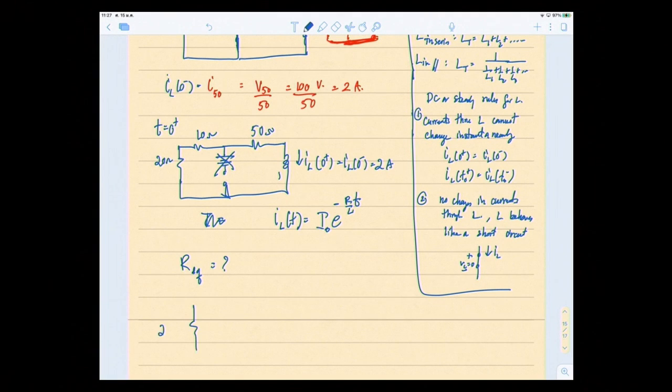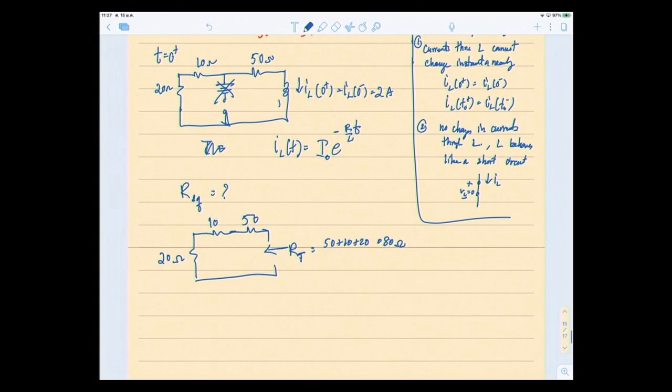Well, R, similar to the RC, is the total resistance, looking from the inductor's point of view. So therefore, this is nothing but everything connected in series. So 50 plus 10 plus 20 equals 80 ohms. So therefore, IL of t is equal to 2, right? Because I naught is 2, e to the minus 80 over 0.2 t amps. So the answer is IL of t is 2 e to the minus 400 t amps.